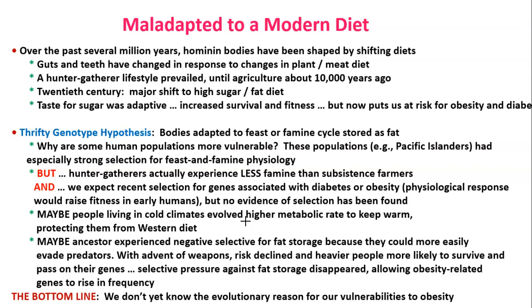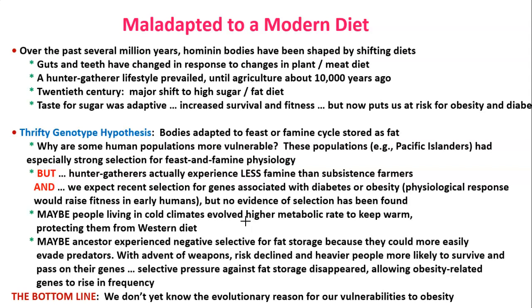Here's yet another hypothesis for how we're maladapted to our modern diet. Maybe our ancestors experienced negative selection for fat storage because they could more easily evade predators. So, in our more distant past, our ancestors were not living in larger, protected societies, staying in one place, defending themselves from predators, but out in the open as hunters and gatherers, and it would have been beneficial to not be storing large amounts of fat. Negative selection.